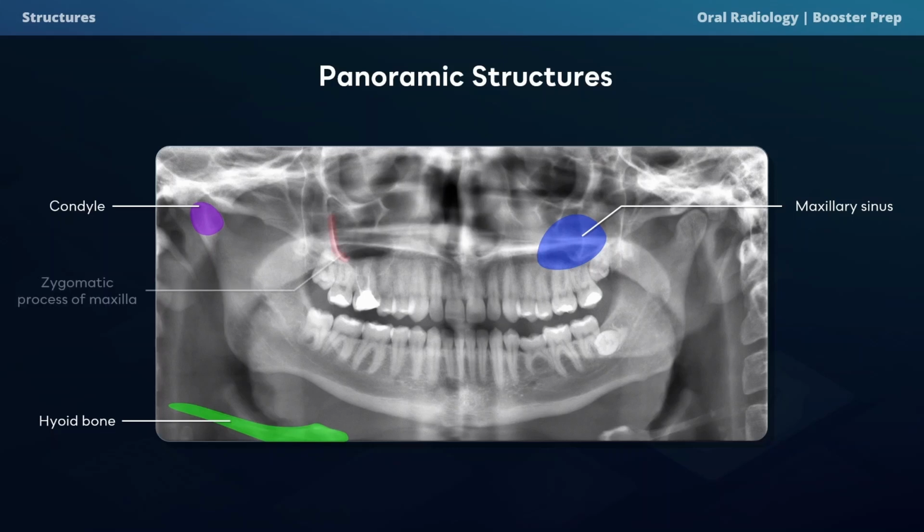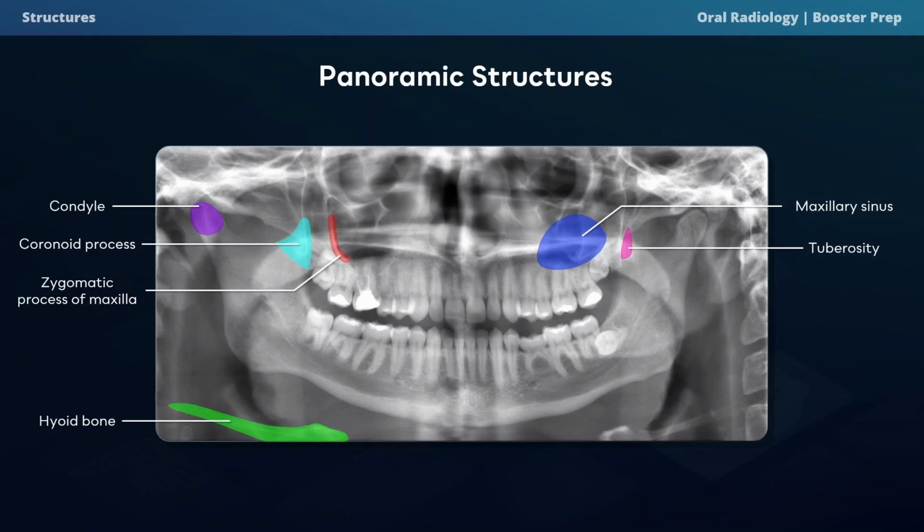Then is the zygomatic process, which is a radiopaque U or J-shaped structure above the maxillary molars. Then we have the coronoid process of the mandible, which is an anterior projection of the ramus, and it may appear superimposed over the maxilla. Then we have the maxillary tuberosity, which is a rounded bony prominence behind the maxillary molars.